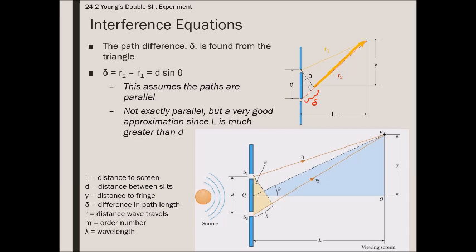And now we have a nice right triangle in here that's also shown on this figure. So delta is going to be equal to d, our hypotenuse on that triangle, times the sine of theta. That's where that equation comes from. Simple geometry.